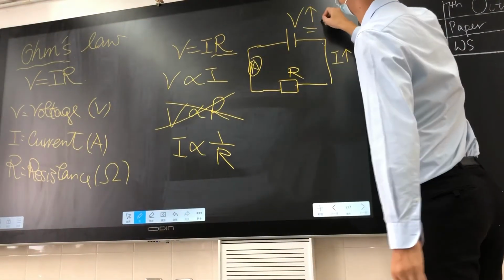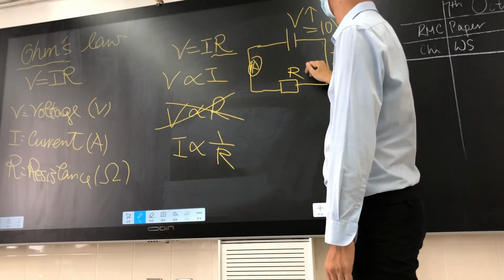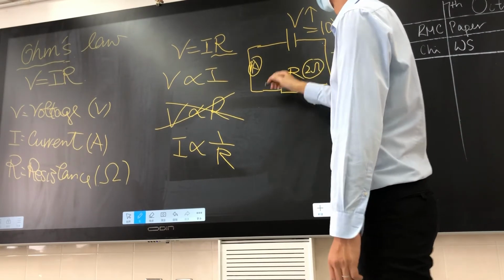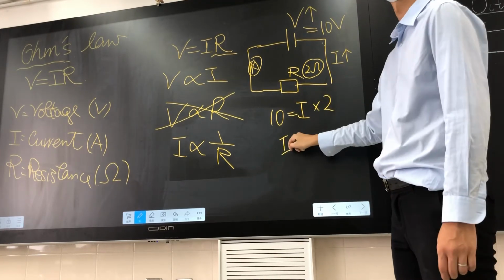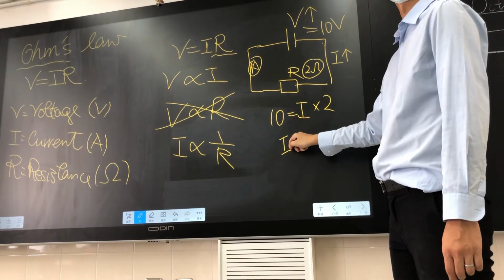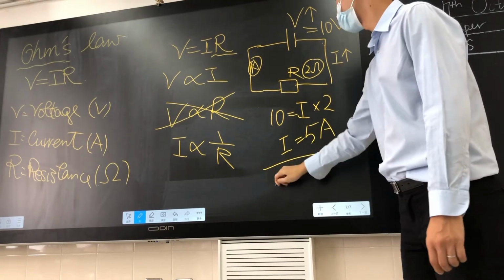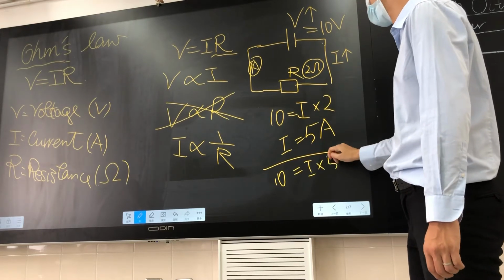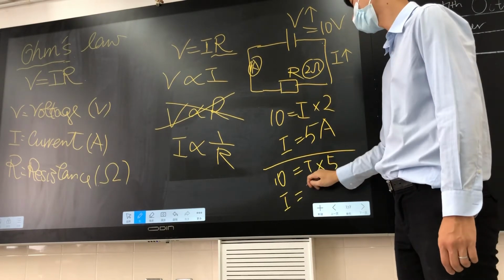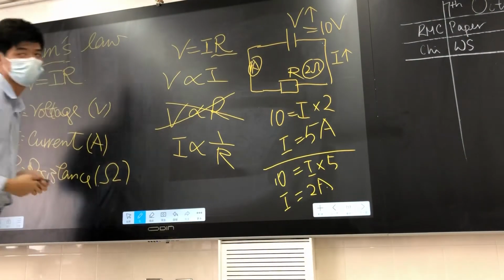So if the voltage is a constant, so for example, if the voltage is 10V, the resistance is 2 ohm. So what's the current? 5A, right? So if the voltage doesn't change, it's 10V, and the resistance is 5 ohm, so what's the current? 2, okay? So this equation actually gives you the relations like this.